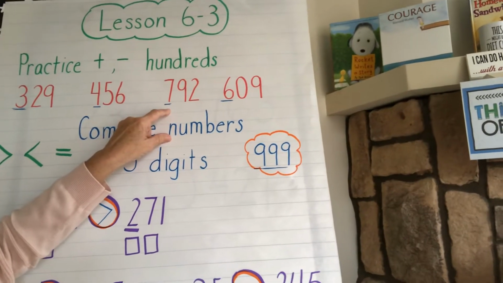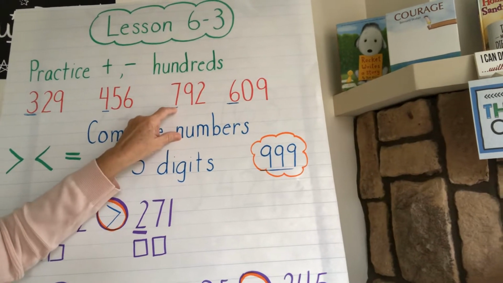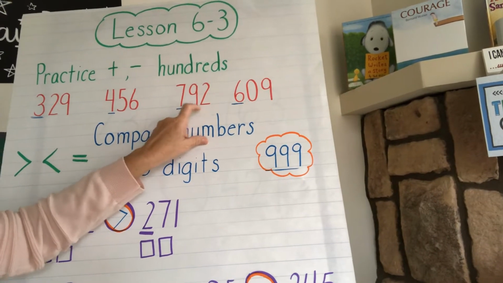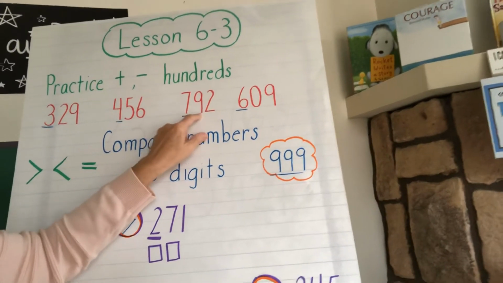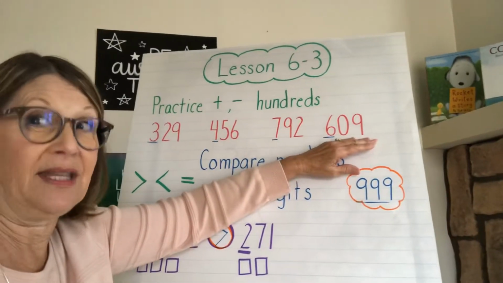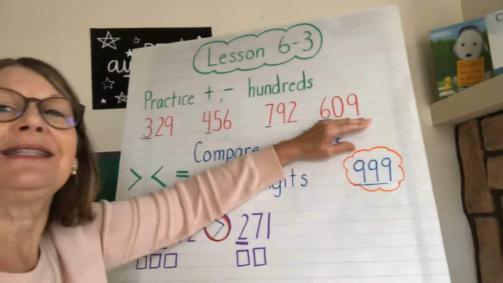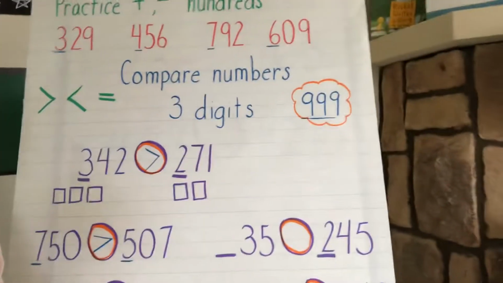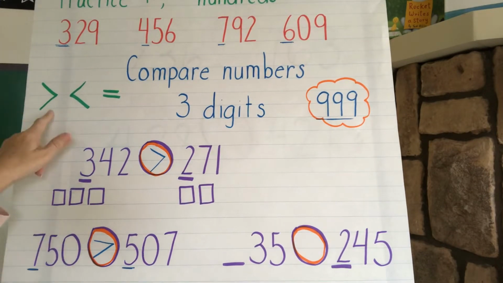As we look at 792, look at the hundreds, add 1. 7 plus 1 is 8. So 792 plus 100 would be 892. 792 take away 100. What do you think? 692. Good job. 609 plus 100. You say it first. 709. Good job. 609 take away 100. 509. Good job.